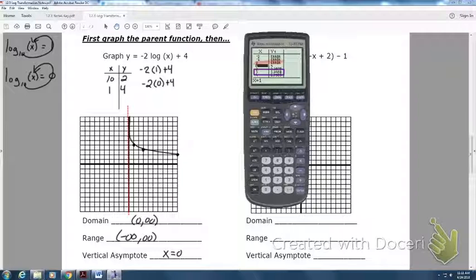Why would you pick a parenthesis instead of a bracket at the 0? Because it will never actually equal that x value. An asymptote gets closer and closer and closer to it, but it's never equal to it. And a bracket means that it's equal to it.